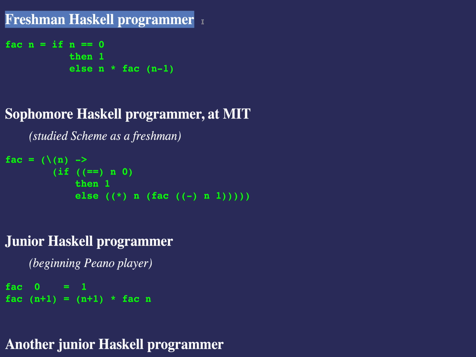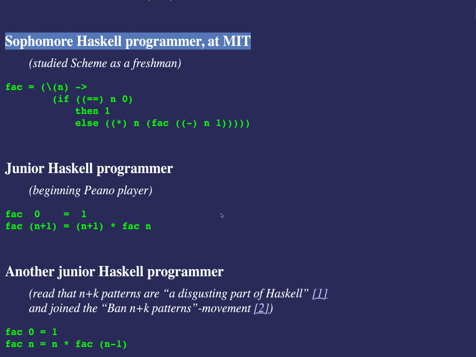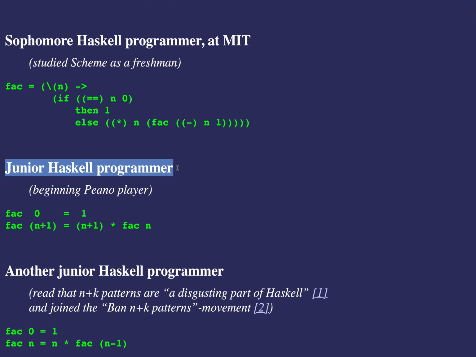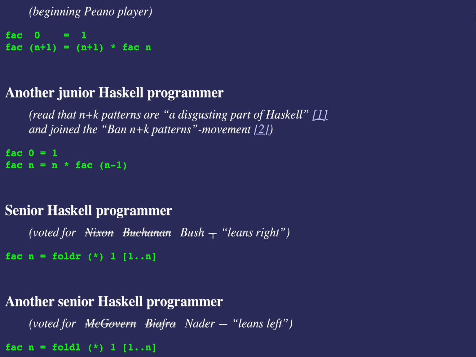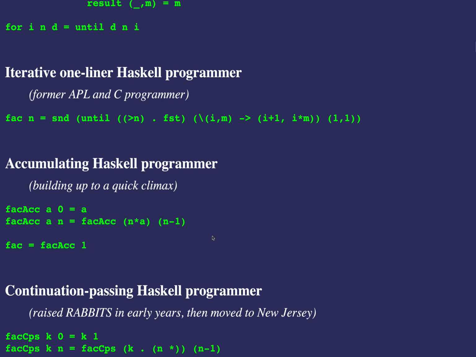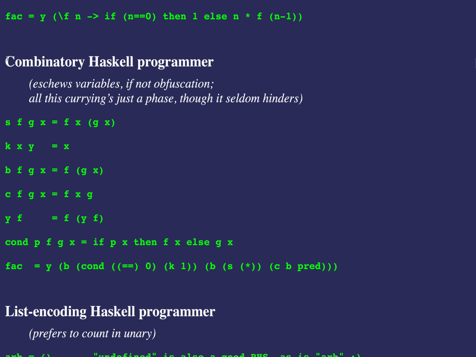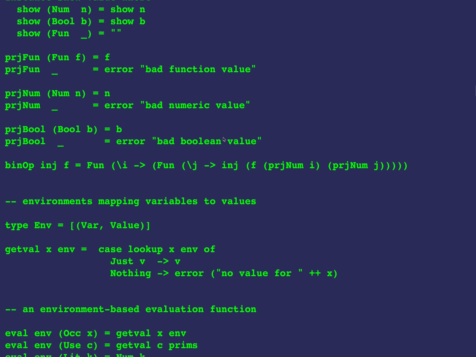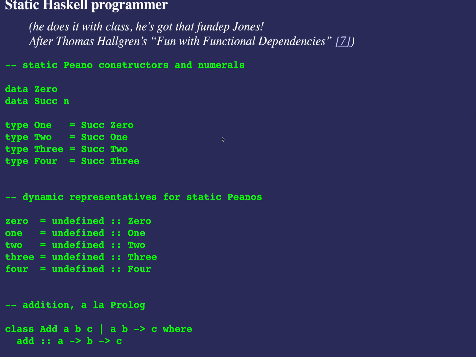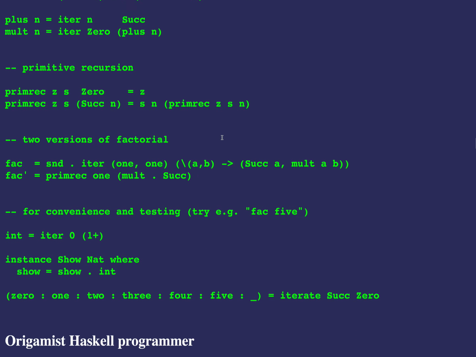So at the start you have your freshman Haskell programmer, then you have your sophomore Haskell programmer working at MIT who likes lots of brackets, then you have your junior Haskell programmer, and it goes on and on. There are many different definitions for the factorial function, and they rapidly get quite complicated. So here as an example, using what's called combinatory logic to implement the factorial function, and it goes on and on and on, and it gets down to kind of graduate level stuff, PhD level stuff, and so on.